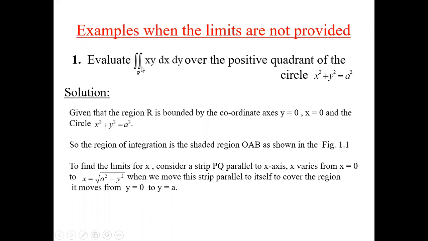Evaluate the double integral xy dx dy over the positive quadrant of the circle x square plus y square is equal to a square. If you see the question, you have to evaluate the double integral along the region R, where the region R is mentioned as the positive quadrant of the circle x square plus y square is equal to a square.